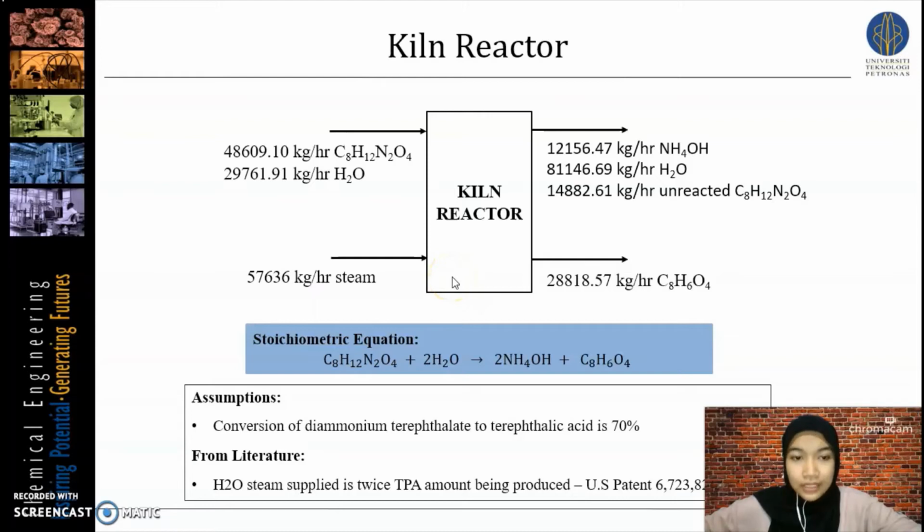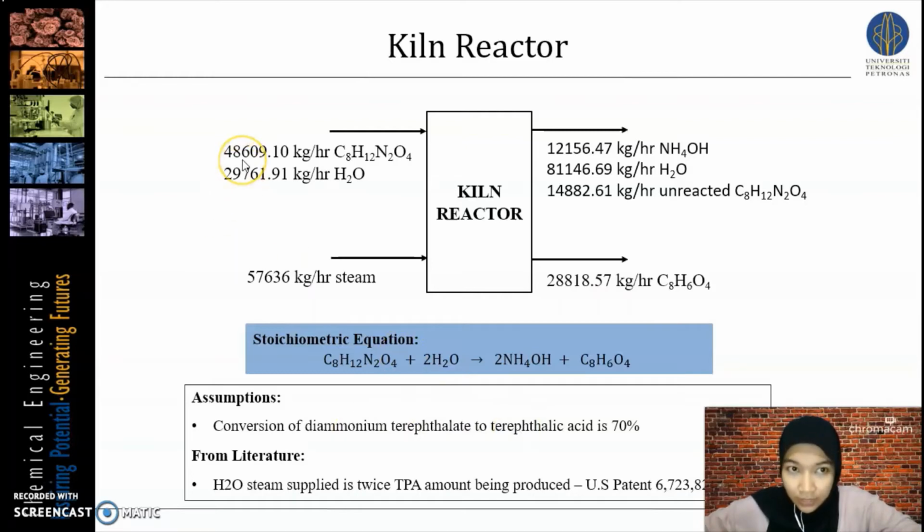Next is the clean reactor. The solidified diammonium terephthalate and also slurry from the crystallizer will be further burned in this reactor with the help of steam. The mass balance of this process will be performed based on this stoichiometric equation, where the reactants are diammonium terephthalate and also water, which will produce these two products, which are ammonium hydroxide and terephthalic acid. We have specified that the conversion of diammonium terephthalate to terephthalic acid in this process is 70%.